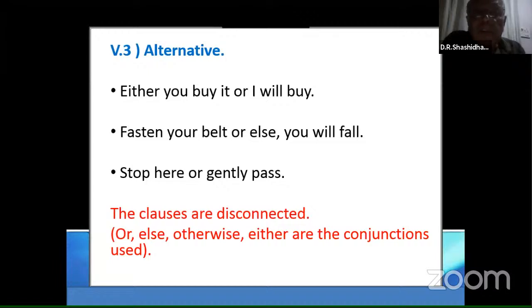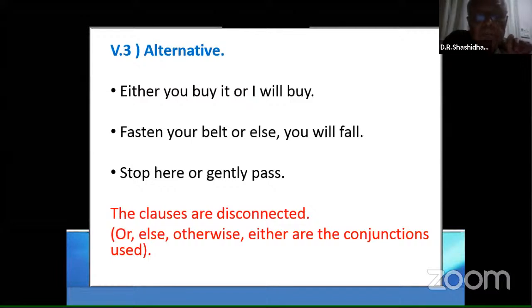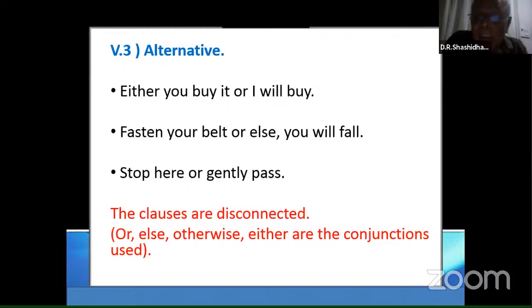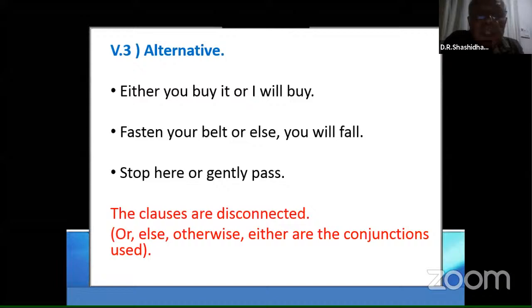This is called alternative coordinate clauses. Either you buy it or I'll buy it. Next sentence: fasten your belt or else you will fall. Stop here or gently pass. You know, the clauses are disjunctive: either you or I. The kind of conjunctions used here are else, otherwise, either, or. So you find a very interesting set of sentences in this particular category. Next one.